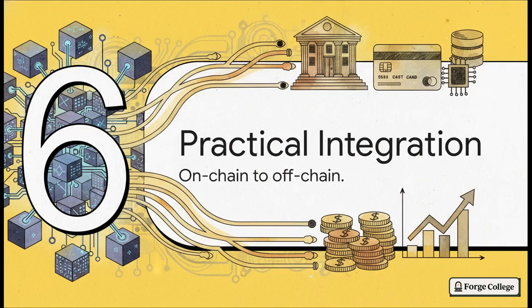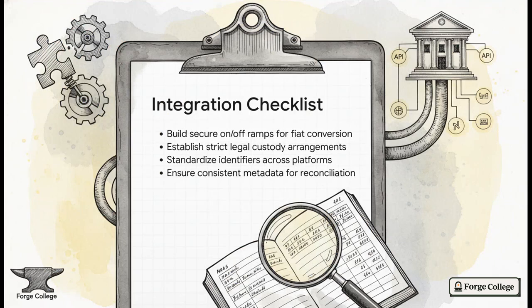Which brings us to our final phase, Section 6, Practical Integration Steps, merging on-chain magic with off-chain reality. Because to get all these amazing blockchain benefits, you actually have to successfully wire it into traditional finance systems. A proper integration checklist requires a few critical steps. You have to build secure on- and off-ramps for fiat conversion. You need to establish strict legal custody arrangements, standardize identifiers across platforms, and ensure consistent metadata for day-end reconciliation.